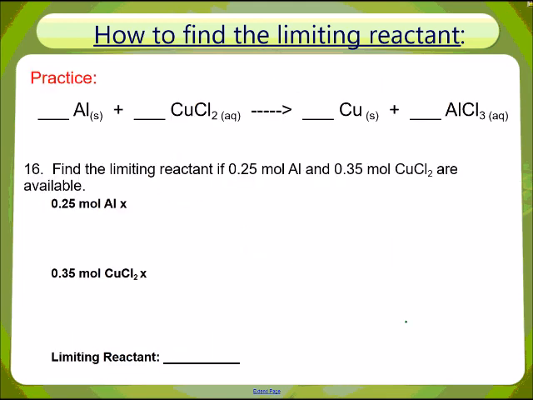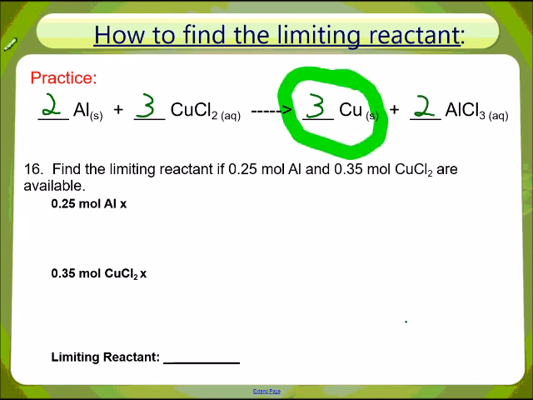All right, let's do another example. So first we have to balance. So we would need 2 moles of aluminum, plus 3 moles of copper chloride would produce 3 moles of copper plus 2 moles of aluminum chloride. Now, let's assume we have 0.25 moles of aluminum and 0.35 moles of copper chloride. First, let's pick which one of our products we're going to use. I'm going to pick copper as the product I'm going to compare to.